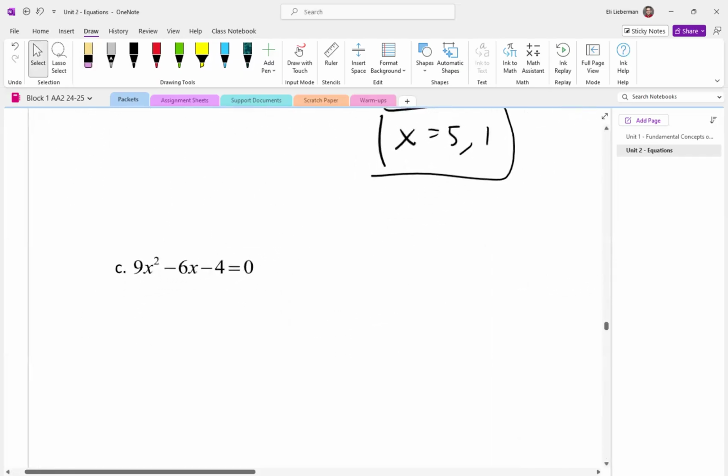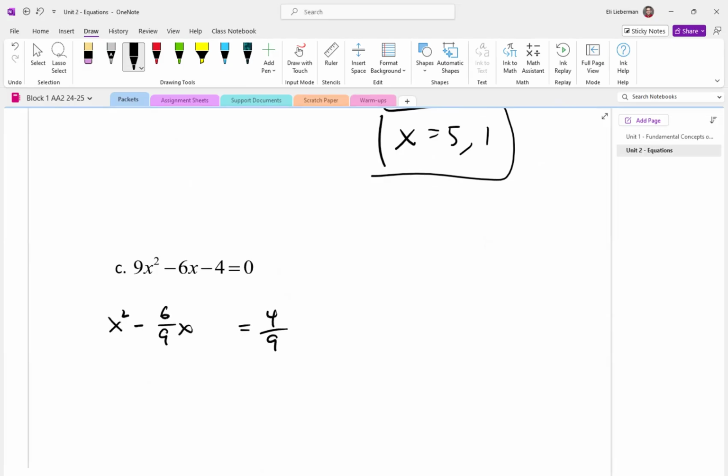Okay, this one. Shall I move that 4 over there? I could, but first I'm going to divide everything by 9 because that leading coefficient must be 1. So when we do that, we're left with x squared minus 6/9 x. Maybe I'll move the 4 over there at the same time. What do you think? Maybe that 6/9, I'll just change it to, did I do something wrong? 6/9 is the same thing as 2/3.